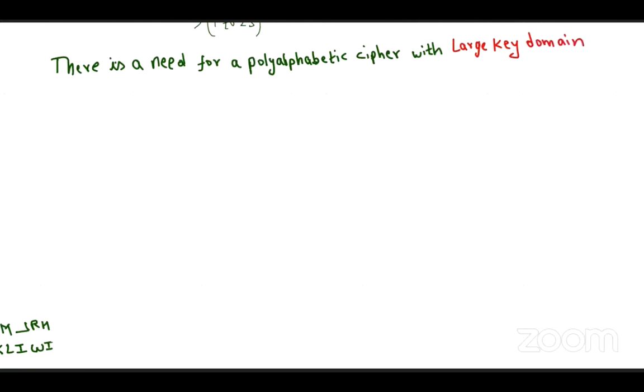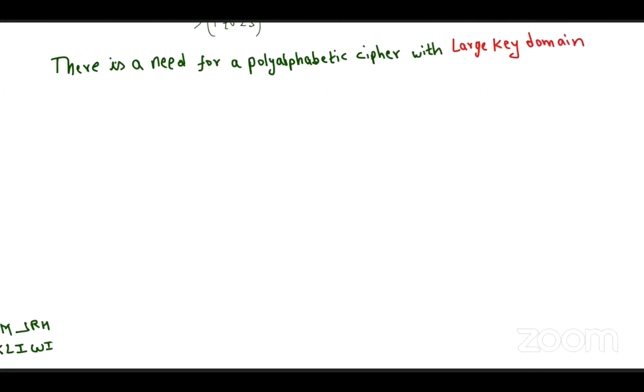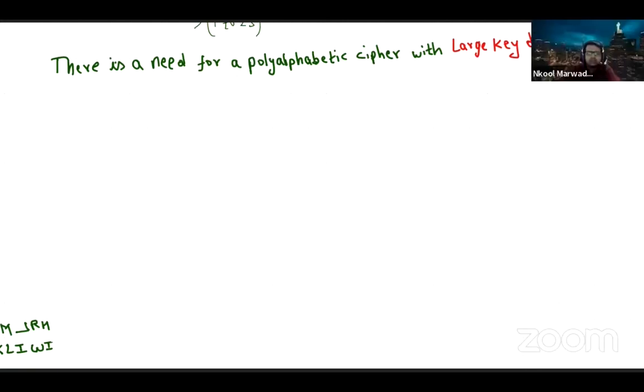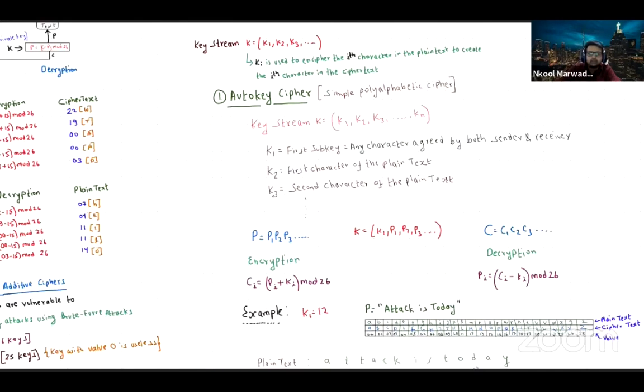We already looked into the autokey cipher, and it was facing the problem of brute force. Its key domain was limited and it was prone to brute force attack. So now we are in search of a polyalphabetic cipher technique which can help us safeguard against brute force attack, and which can provide a very large key domain. In this direction, we have a very interesting cipher, the Playfair cipher, and we will discuss that.